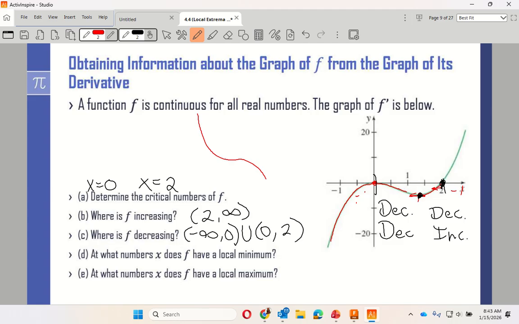At what numbers does f have a local minimum?